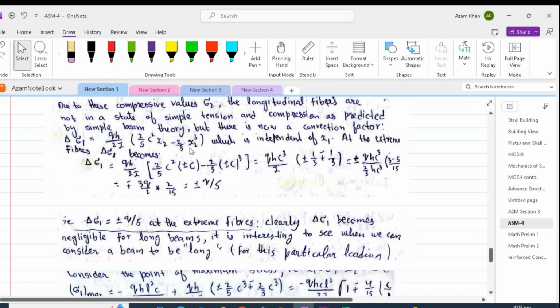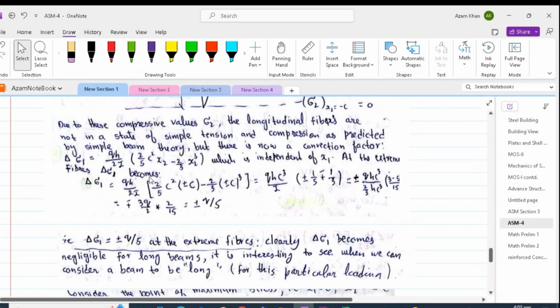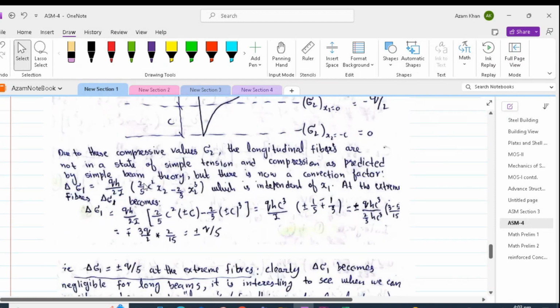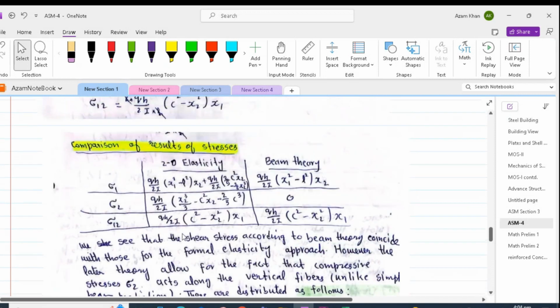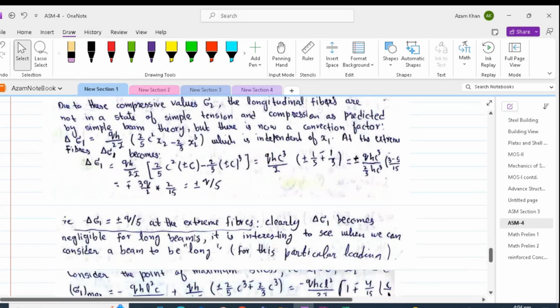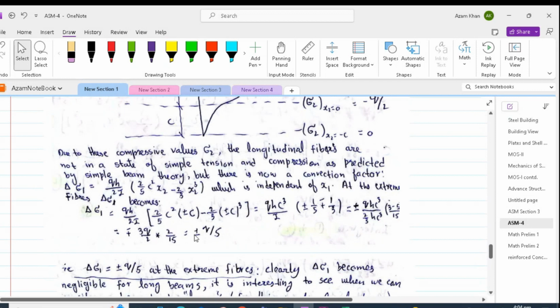This is independent of x1. We can see that this correction factor is only dependent on x2. So that tells us that because of sigma 2, we have another factor being added to sigma 1, and that's why sigma 1 of the fiber is not simply stretching or squishing. We can work out this correction factor at plus minus c, and we see that delta sigma 1 is plus minus q by 5.